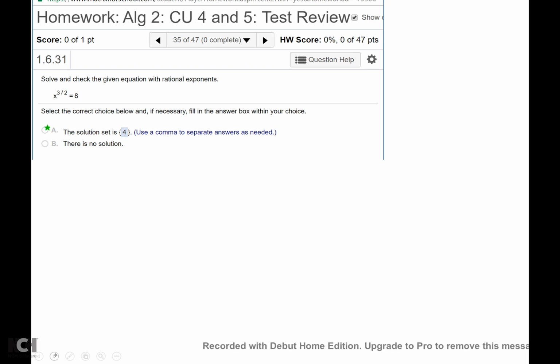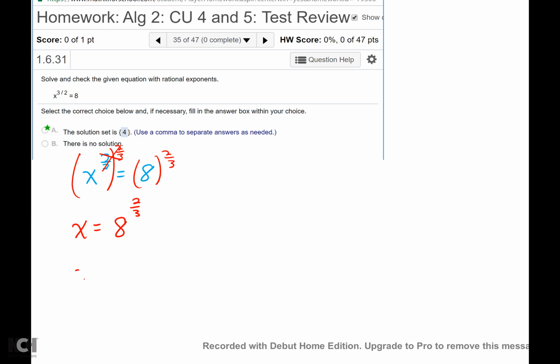Solve and check the given equation with rational exponents. So I have x to the 3/2 equals 8. It's isolated, so I can kill these by raising to the reciprocal, which kills that and gets my x alone, and my answer is 8 to the 2/3. But I gotta simplify that.